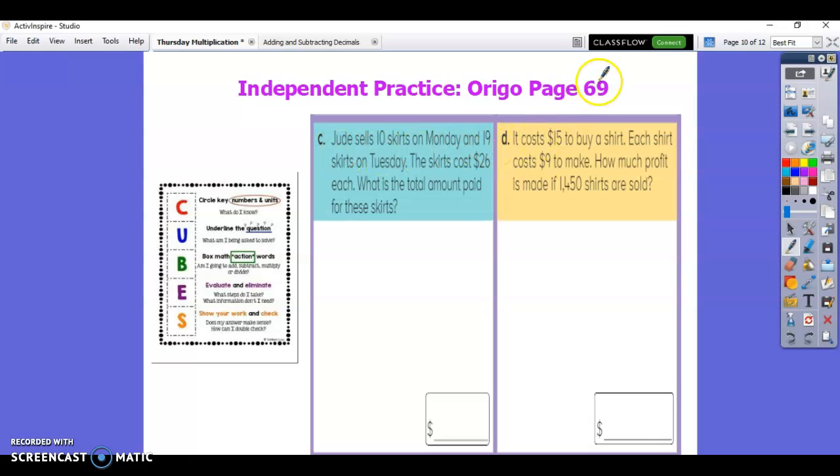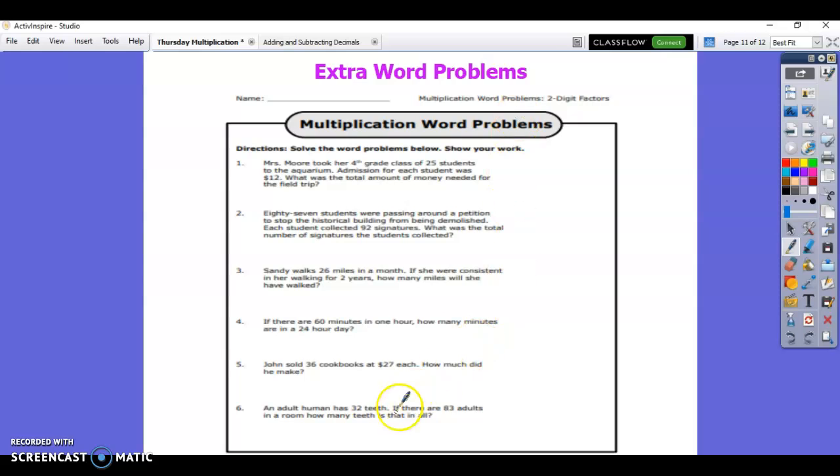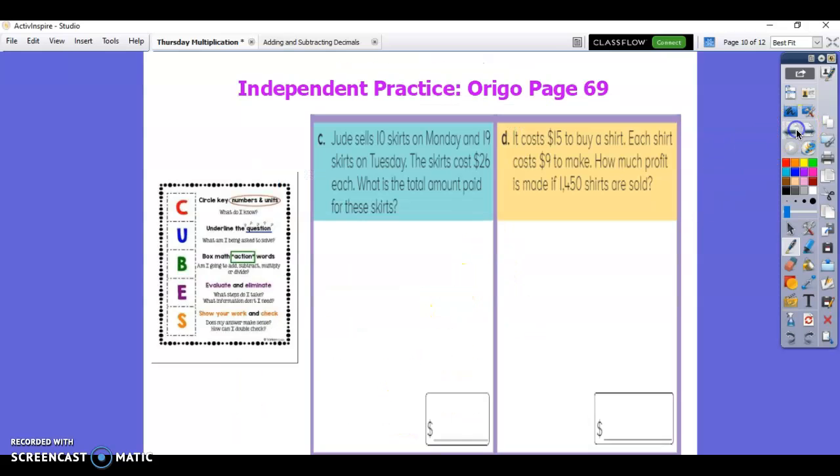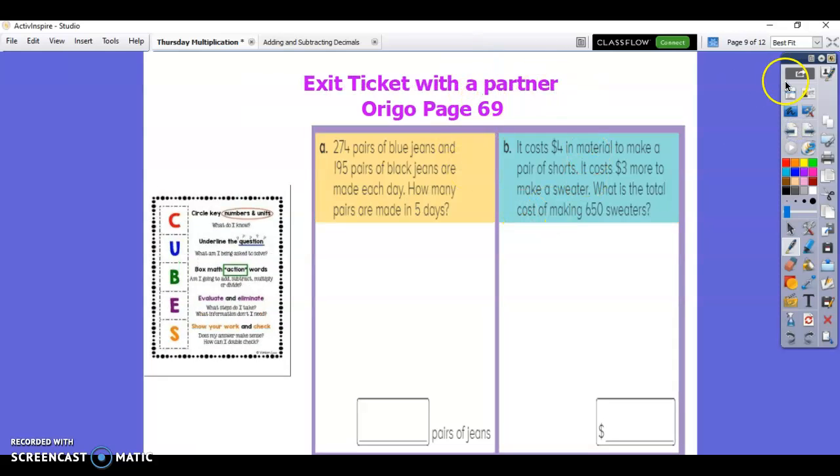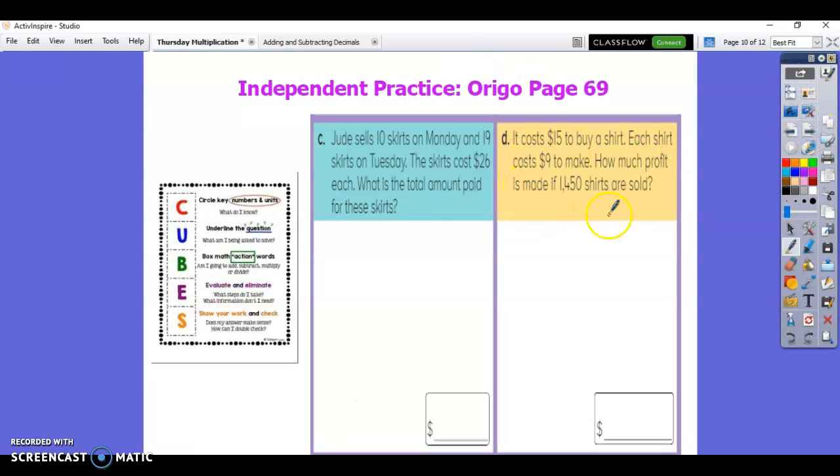It is your C and D on page 69. And then if you get finished with that, there are extra word problems that have been attached as well. The extra word problems, if you have time, be sure to do them because they are super important. And again, the exit ticket, which is on page 69, the first part of it, and the independent practice. I do want you guys checking in with us because this is the first day we've really worked on word problems, and they are multi-step. So if you feel stuck, please come in, check in with us, and go through these with us, and I'll see you then.